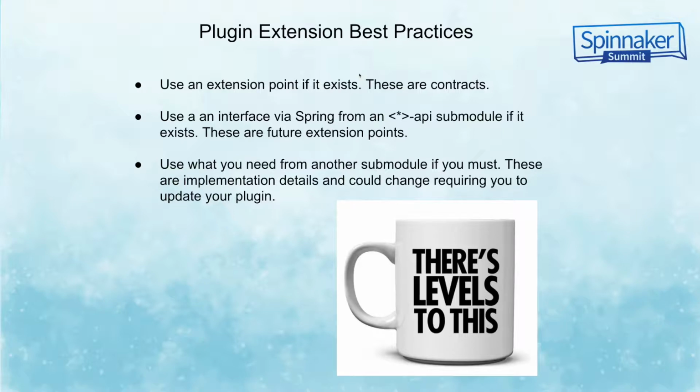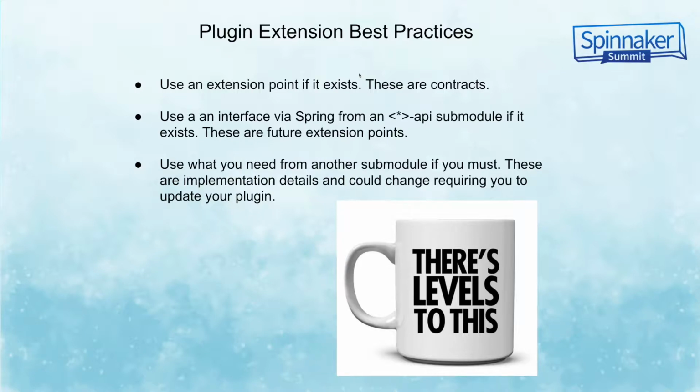If an extension point exists, use that. These are contracts that are meant to be stable and backwards compatible going forward. If there's not an extension point for what you want to do, you can extend a component with Spring. Ideally, you'd find something in the API submodule. These are candidates for future extension points.